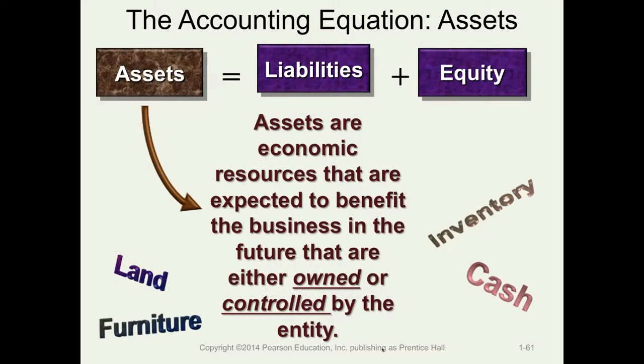So by definition, what are the elements of the accounting equation and how are they defined? Assets, of course, are the economic resources that have future expected benefit to the organization that are either owned or controlled by the entity. And it's important when you look here at the term controlled. What assets do you have that you may be controlling but you do not own? Right now it's very common that you could have a leased asset.